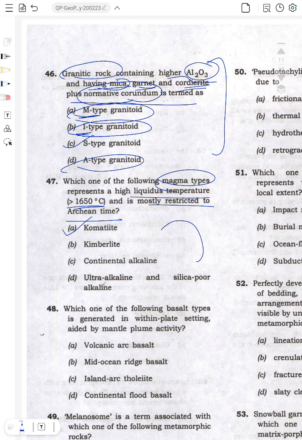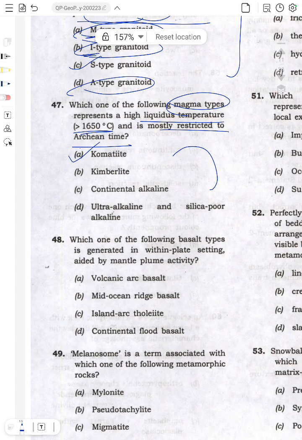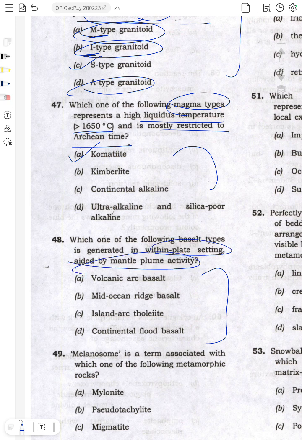Now, coming to the 48th question, which one of the following basalt types is generated in within plate settings aided by mantle plume activity? Within the plate settings, and it is aided by the mantle plume activity, that is continental flood basalt only. Because it's a mantle plume activity, there are huge outpourings of basalt lava that cover huge areas like the Deccan traps. It has intraplate volcanic activity and plume induced drifting.